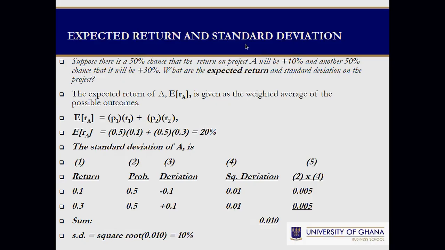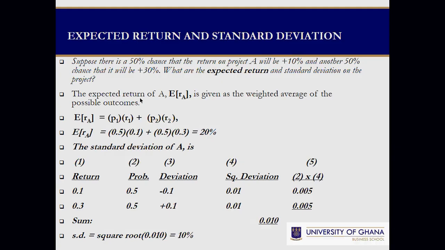Now, expected return and standard deviation. This is a question that we've been given. Suppose there is a 50% chance that the return on project A will be 10%, and another 50% chance that it will be 30%. What are the expected return and standard deviation on the project?